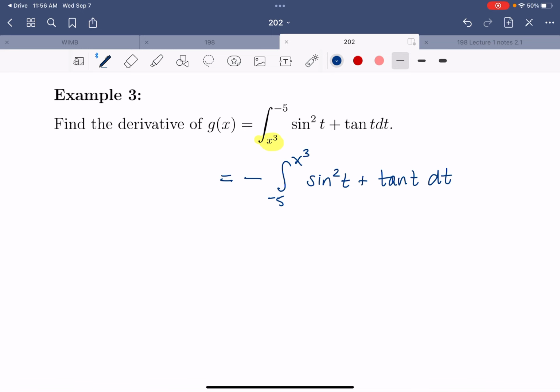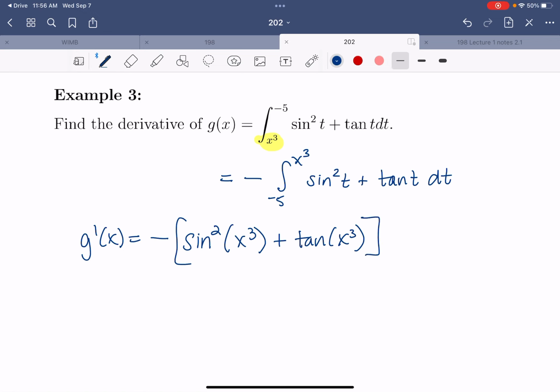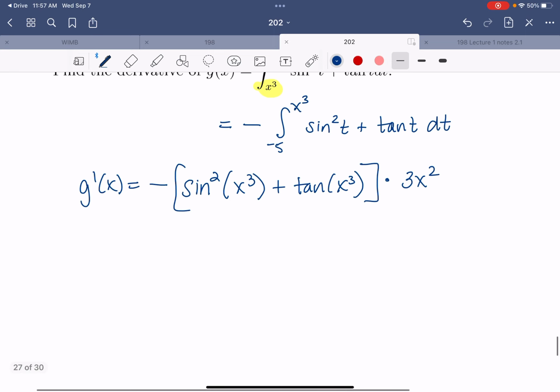Okay, so when I go to take the derivative, so g prime of x, again, make sure you're using good notation here. I keep my negative. And then taking the derivative of the integral, that's going to cancel each other out. I'm going to plug in my x cubed. So that's going to be sine squared of x cubed plus the tangent of x cubed. But the chain rule says you have to take the derivative of what's inside, right? So that means we're going to take this whole thing and multiply it by the derivative of what's there. So that's going to be times 3x squared, okay? If you think about it notationally speaking, this is my final answer, by the way.